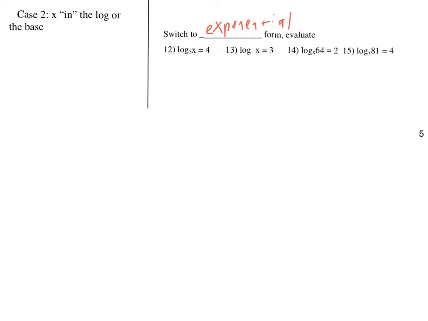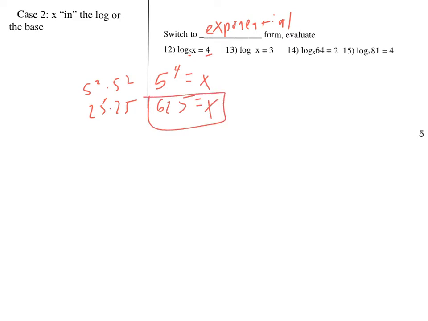So this time it's already set up as an equation here. So on number 12, I'm going to switch it to exponential form. So we'll say the base is 5. The new power is going to be 4. And then that's going to equal x. And so you can multiply that out. Whenever I do these fourth powers, I really just do 5 squared times 5 squared. So I know that 25 times 25 is 625.